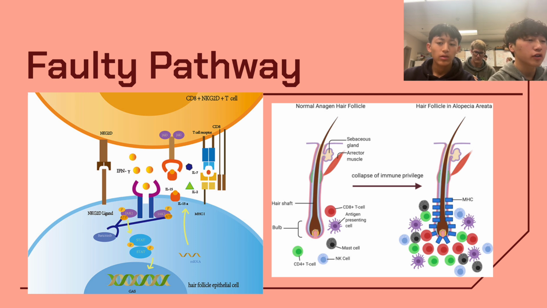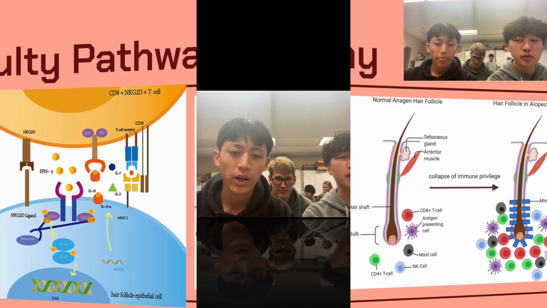So hair follicles with no immunity privilege are attacked by the T cells produced in this process, and immunity privilege basically just means protection against responses to damage, so not the damage itself, but the response to it.